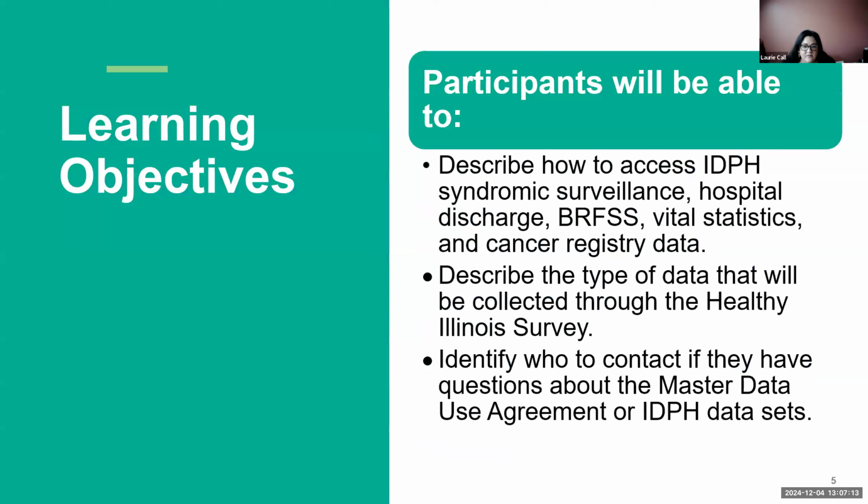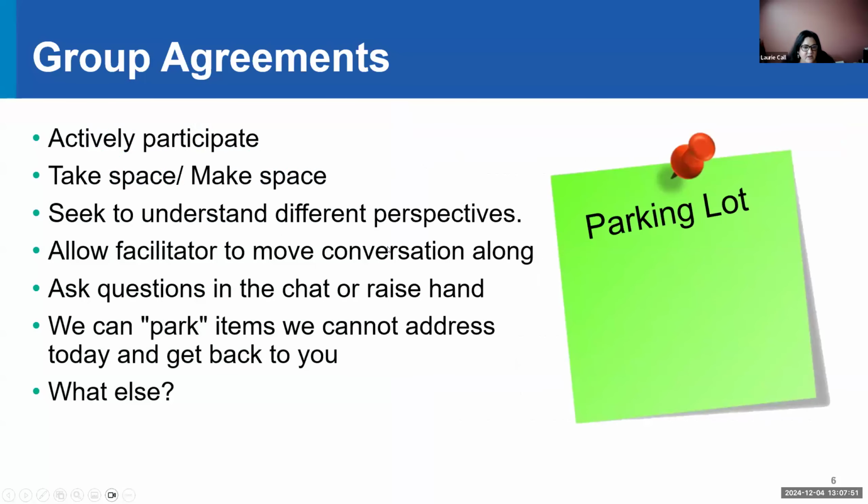You should be, as a result of this training, able to describe how to access IDPH syndromic surveillance, hospital discharge data, BRFSS, vital statistics, and cancer registry data after this session. And also, we're going to introduce the Healthy Illinois survey, talk about when data will be available and what type of data will be available. So you'll be able to answer that question. And then finally, you'll know who to contact if you have any questions at all about the Master Data Use Agreement or IDPH data sets.